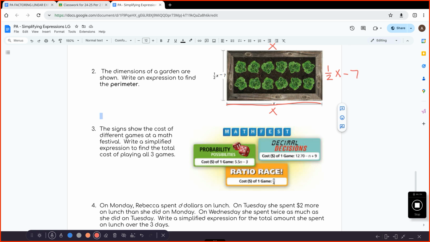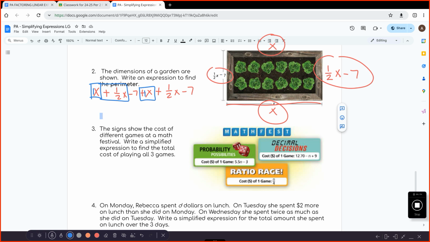Perimeter means you add up everything on the outside. So if we add up X plus 1/2 X minus 7 plus X plus 1/2 X minus 7. So I just wrote that all out as one large expression, and I'm now going to simplify by combining like terms. So we have here 1x, right? This is 1 whole x, plus 1/2 x, plus 1x, plus 1/2 x. All right, 1 whole plus 1 whole is 2 wholes, plus 1/2 is 2.5, plus another half would be 3. So I have here 3x, and then I have -7 plus -7 gets you -14.